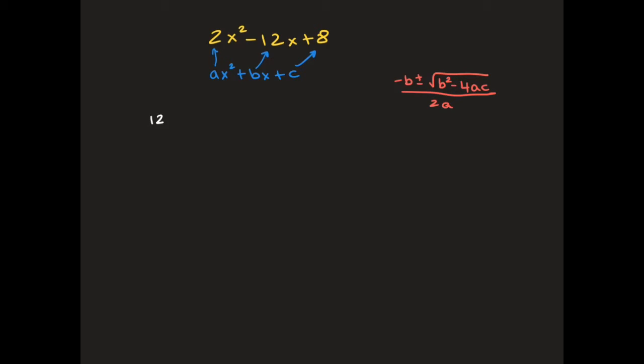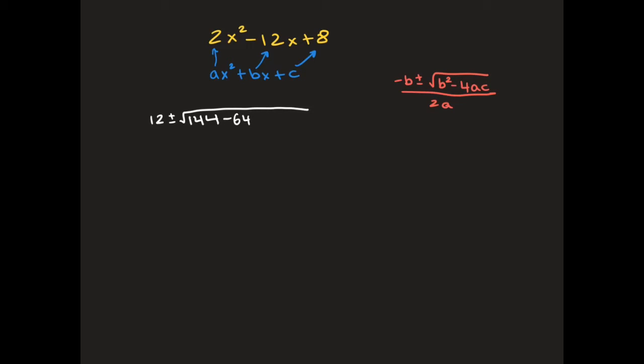So 12 plus or minus the square root of b squared minus 4ac. B squared is negative 12 times negative 12. That's positive 144, minus 4 times a times c: 2 times 8 is 16, and 16 times negative 4 is negative 64.